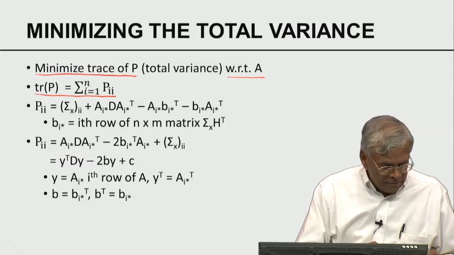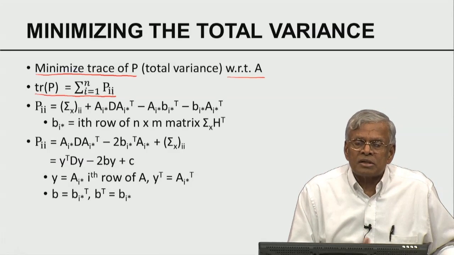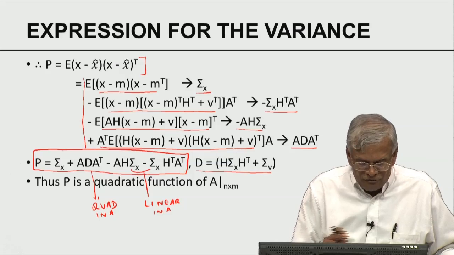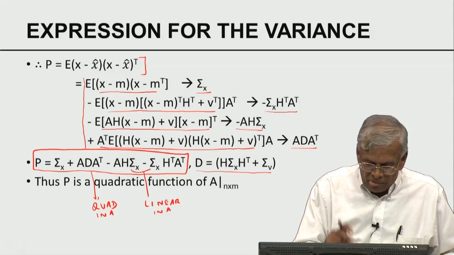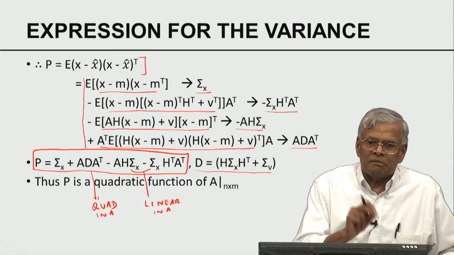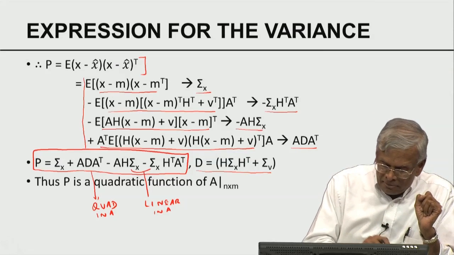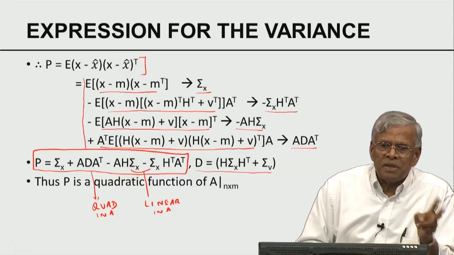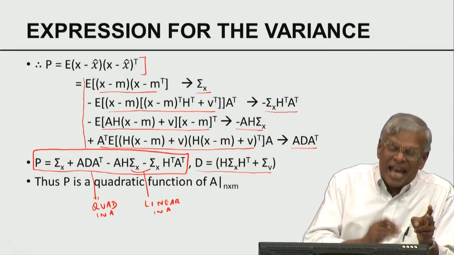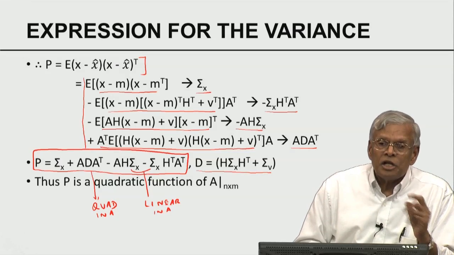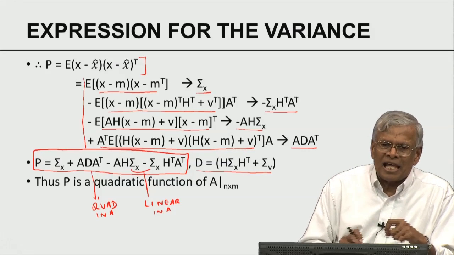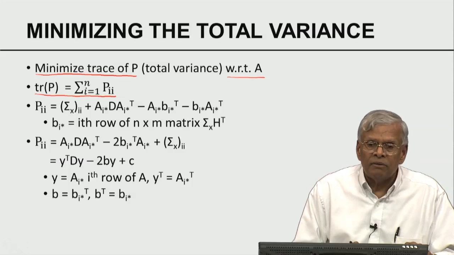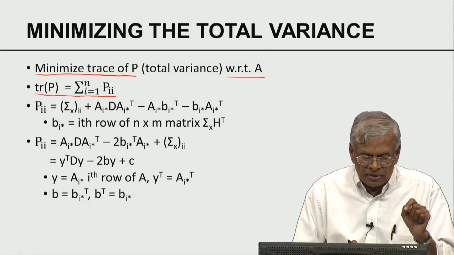To that end, I am now going to consider an ith element of P. Now please understand, this expression in slide 5 gives you the entire matrix. So if I want to consider the ith element, please remember P is a sum of 1, 2, 3, 4 matrices. So the ith diagonal element of P, which is PII, is the sum of the corresponding ith element in every matrix on the right hand side. That is the basic idea here. So PII is equal to the ith element of sigma x.